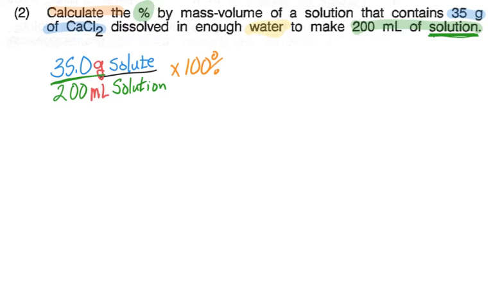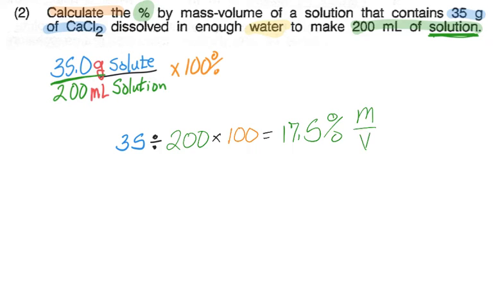And finally, we put this into our calculator. We put in 35 divided by 200 times 100, and we end up with 17.5% m over v because it's a mass volume, and then we'll put calcium chloride since that's our solute. And finally, just writing this into the correct form for the online assessments, we're going to put 17.50 because it's going to be asking you for 2 decimal places.